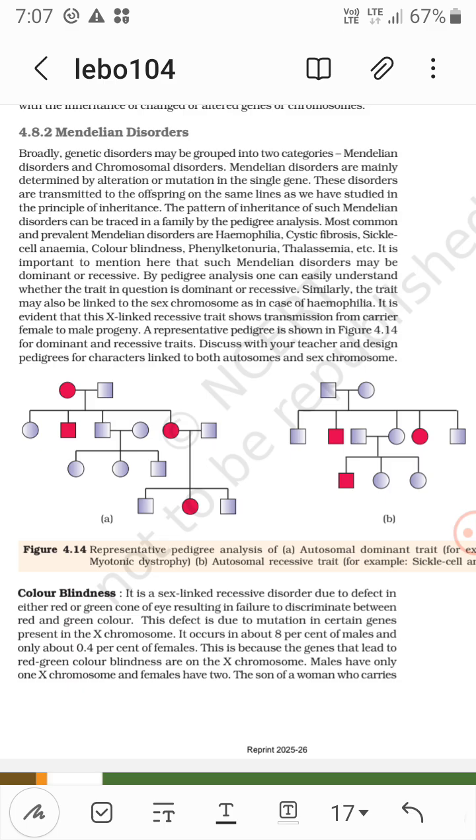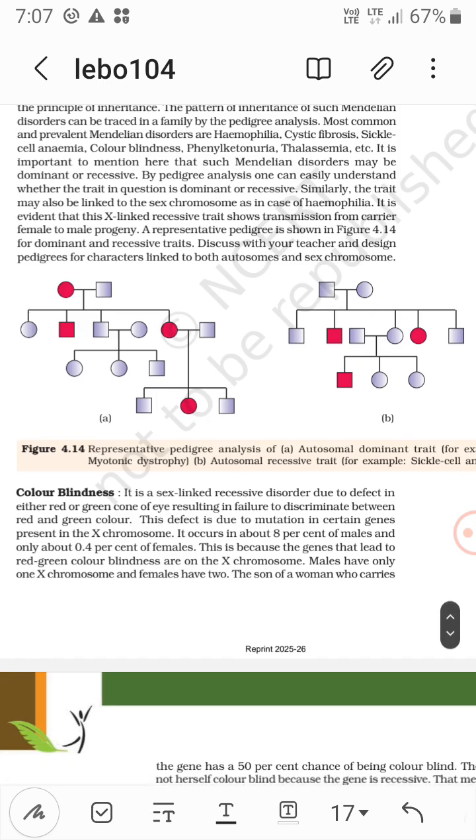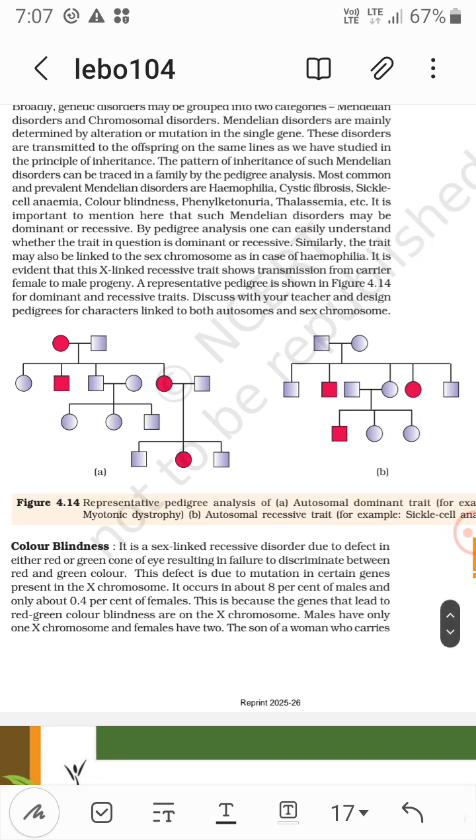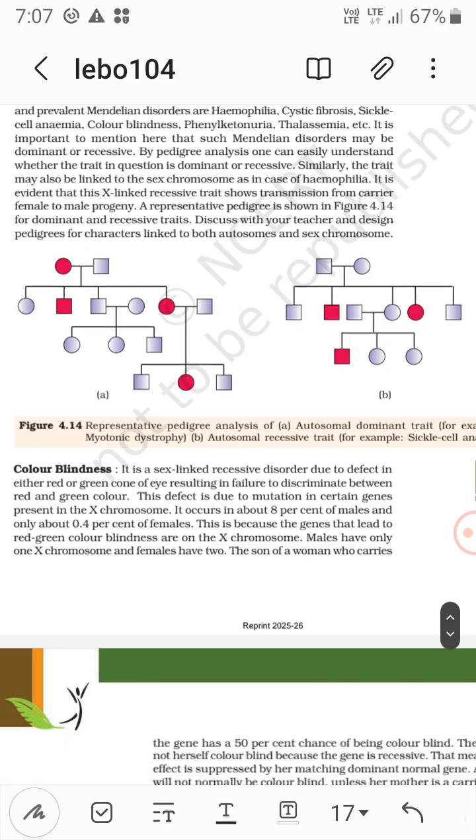The most common and prevalent Mendelian disorders are hemophilia, cystic fibrosis, sickle cell anemia, color blindness, phenylketonuria and thalassemia. It is important to mention here that such Mendelian disorders may be dominant or recessive. By pedigree analysis, one can easily understand whether the trait in question is dominant or recessive. Similarly, the trait may also be linked to the sex chromosome, as in the case of hemophilia.